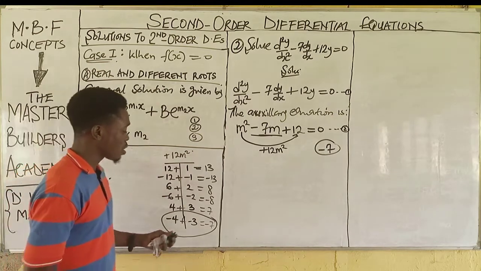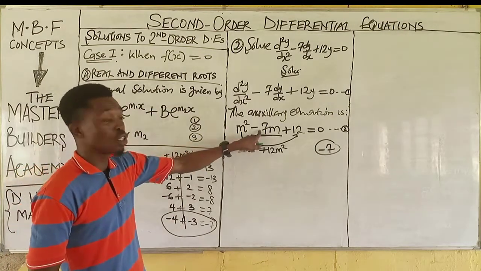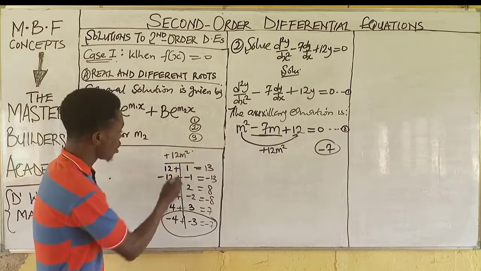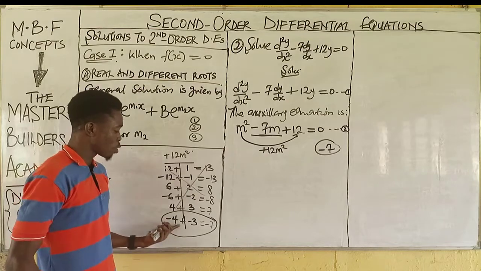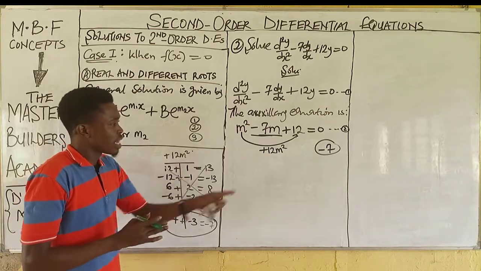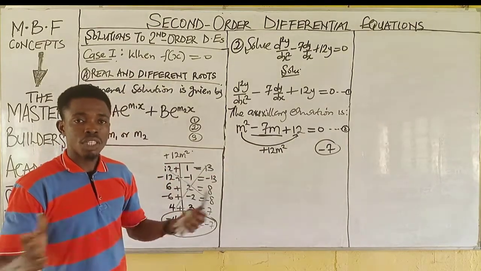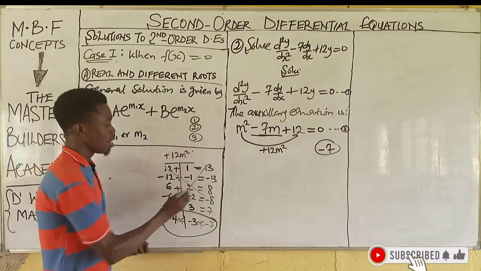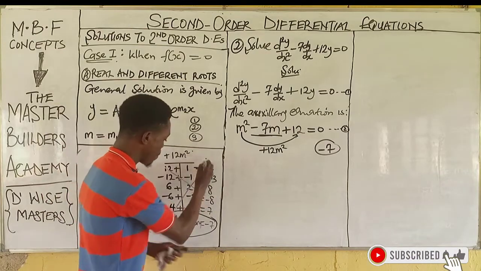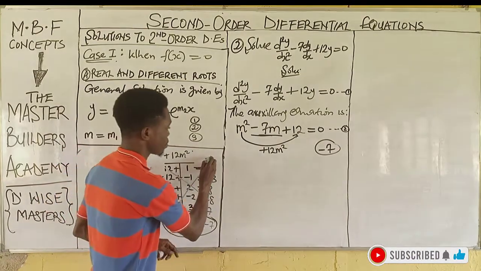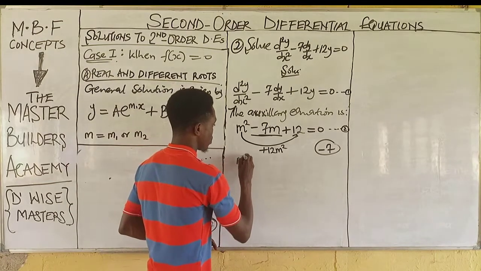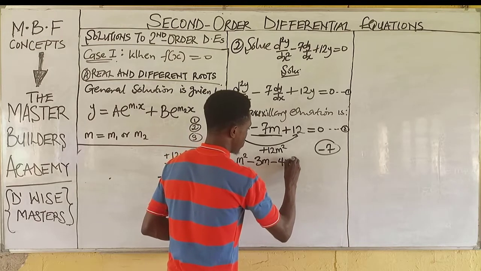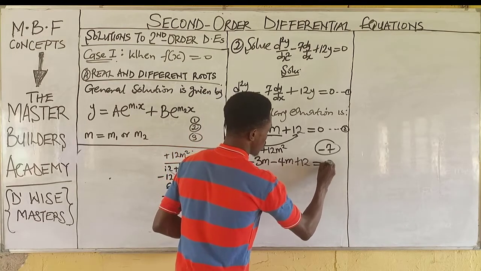It is the last pair whose sum gives us the coefficient of the middle term, and whose product gives us 12. That means all of these other ones, we will ignore them and make use of the one whose sum gives us the middle term. If this is understood, then we are good to go. Now we are quickly going to replace the middle term with these 2 factors. Now we have m squared minus 3m minus 4m plus 12 is equal to 0.